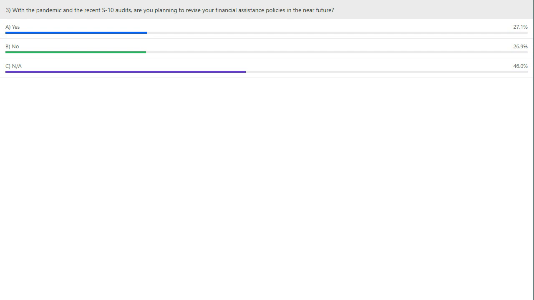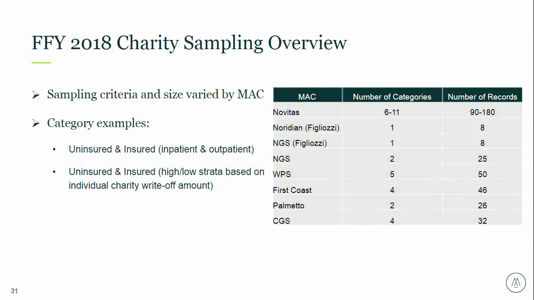It looks like we have about a 50-50 split here between the people that said they have financial assistance policies to review, and I'll just reiterate what Jonathan mentioned going through this questionnaire. The policies are pretty much the key holder with these audits, and having MACs understand them and identify them allows you to properly report your charity care as you should be. So with that, we'll move on into the detailed samples.